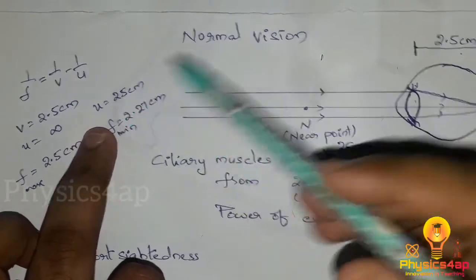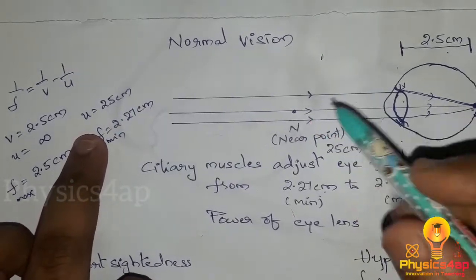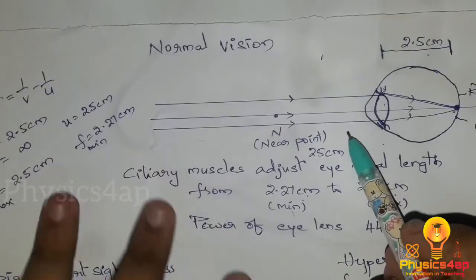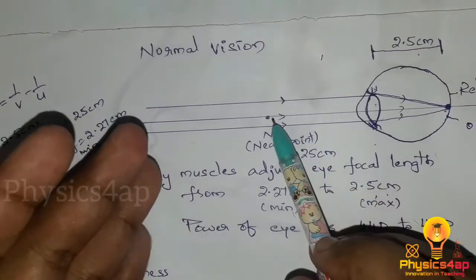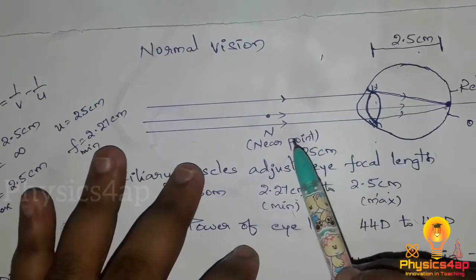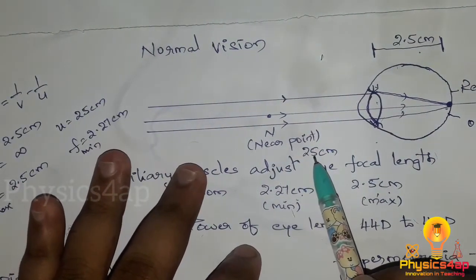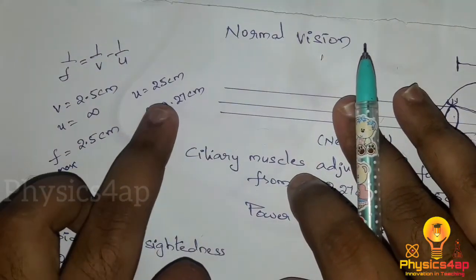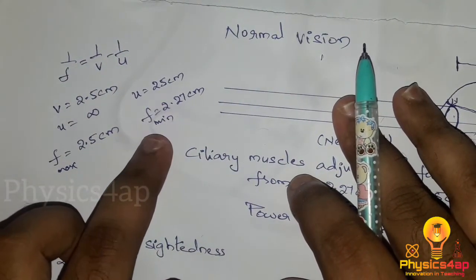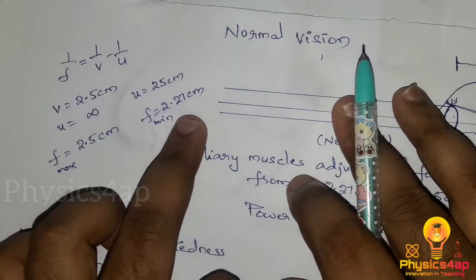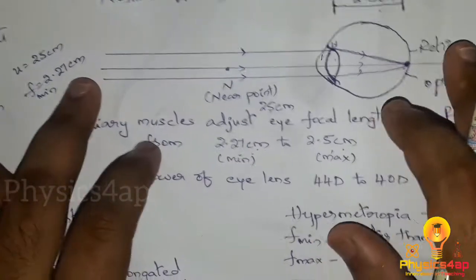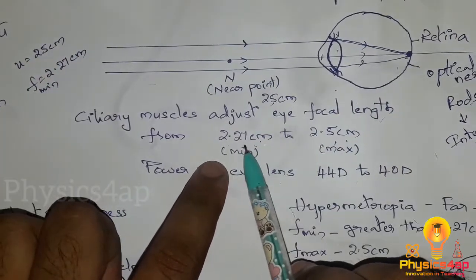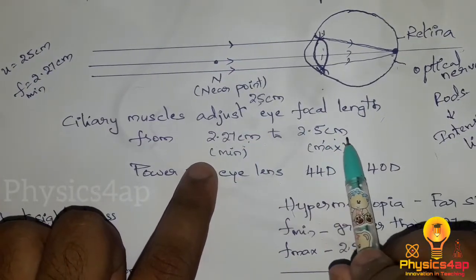In the same way, we have the near point. The near point is the minimum distance at which we can see an object clearly. That is 25 centimeters here. If you substitute that 25 centimeters, we get the minimum focal length as 2.27 centimeters. So our eye lens has an adjustment of focal length from 2.27 to 2.5 centimeters.